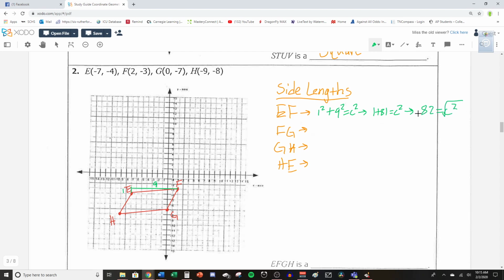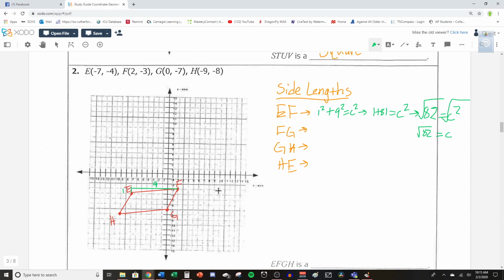When we square root both sides, square root of 82 is equal to c. I'm sorry, c. Let's start that over. So 82 equals c squared. Square root them. So square root of 82 equals c. So that's the length of this segment here, square root of 82.